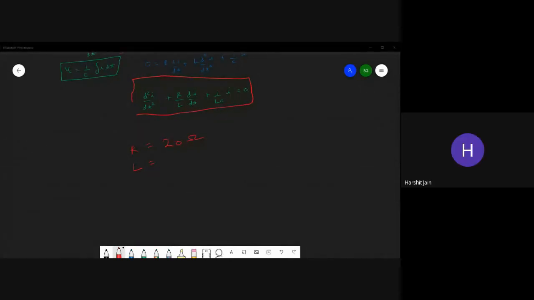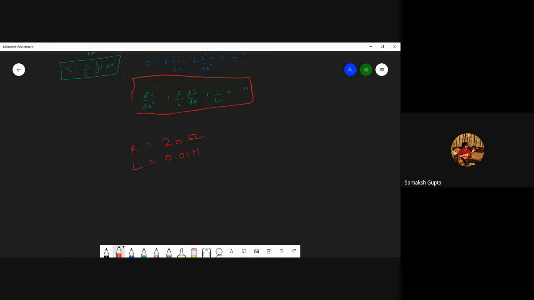Okay, so in the question, what are the values of R, L, and C given to us? I think R is 20 ohms. L is 0.01, and C is 100 microfarad. Okay.